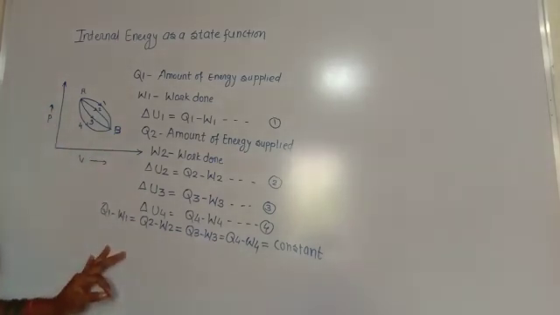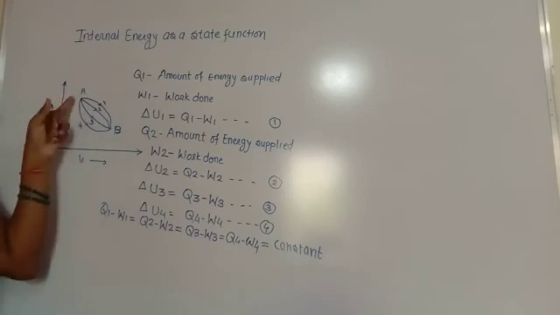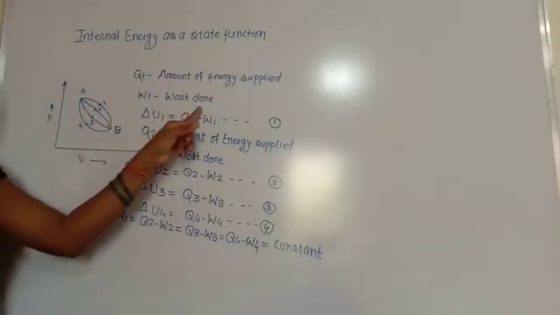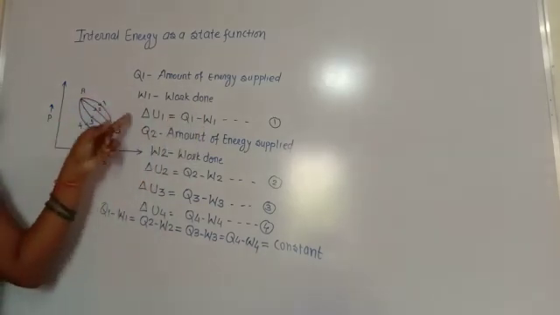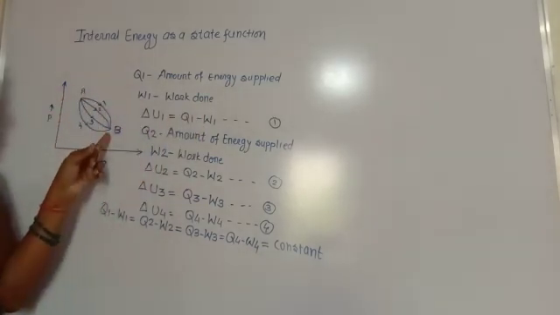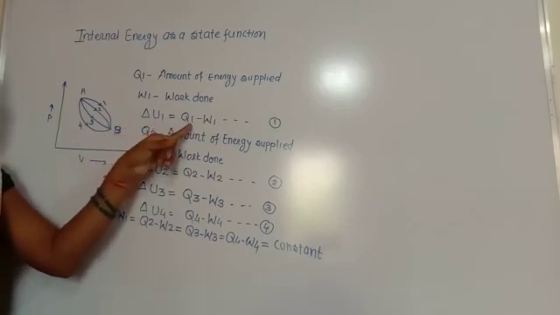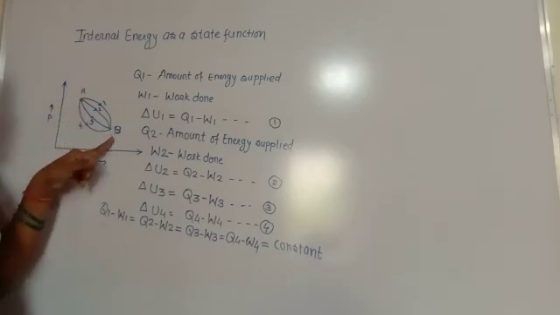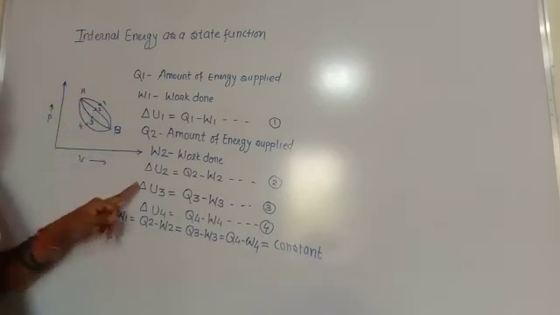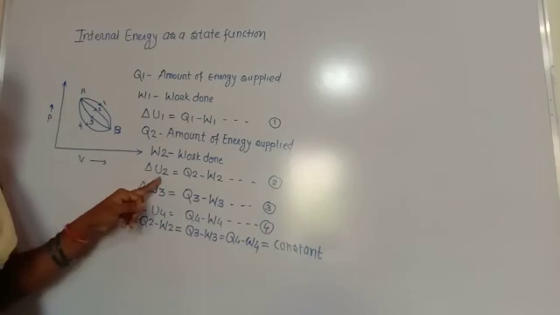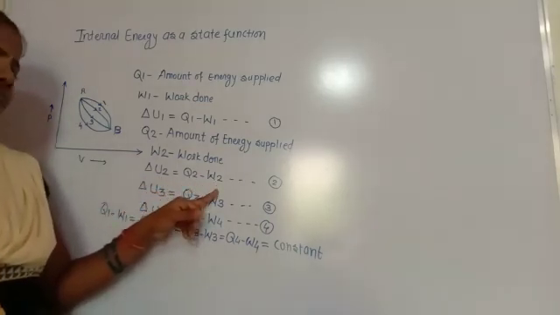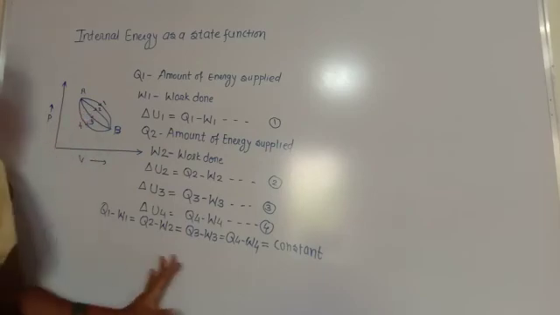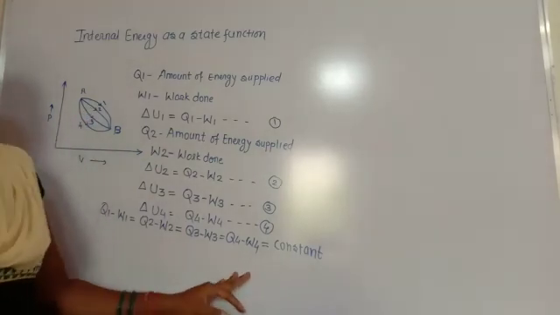Okay, you got it? So once again, in going from initial state A to B, Q1 amount of heat is supplied and W1 amount of work is done. So the change in internal energy for path 1 is delta U1 equals Q1 minus W1. Same as we go from A to B through path 2, the internal energy change is delta U2 equals Q2 minus W2. Similarly, we can calculate the change in internal energy for paths 3 and 4, and this total change in internal energy is found to be constant.